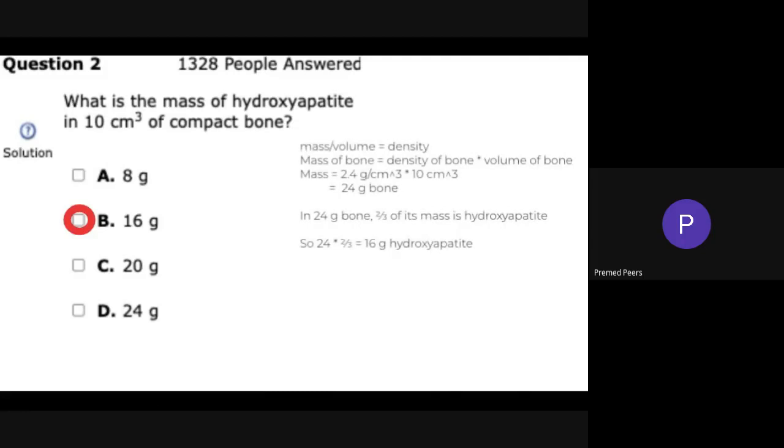Here's the answer. What you need to understand is that you're given the volume of compact bone, and then in the passage you're given the density of compact bone. So then you get the mass of compact bone. Doing 2.4 times 10 gives you 24 grams of bone. And then in the passage, it tells you 2/3 of massive compact bone is hydroxyapatite. So then you do 2/3 times 24 equals 16 grams. I'll let you guys digest that for a couple seconds and then I'll move on.